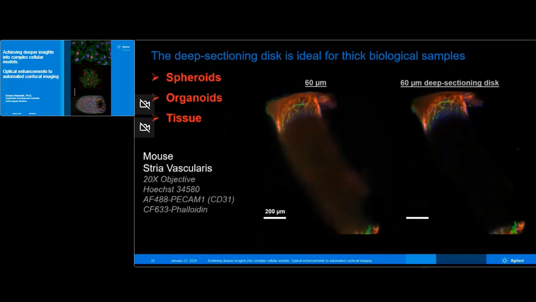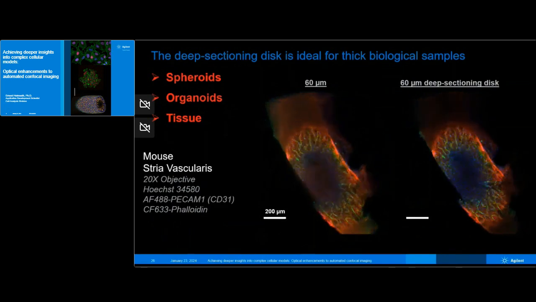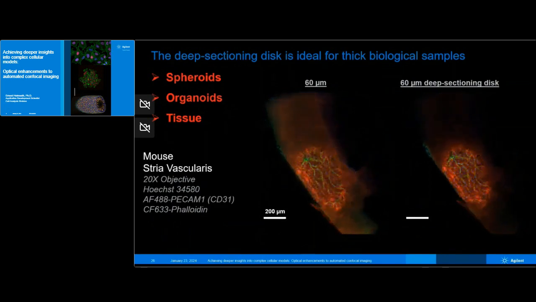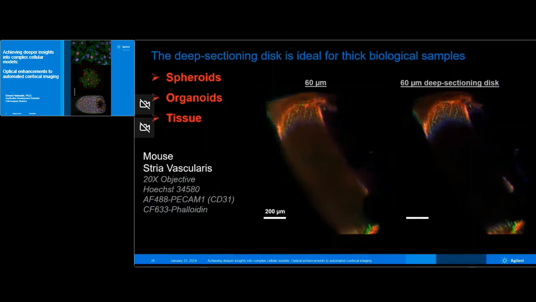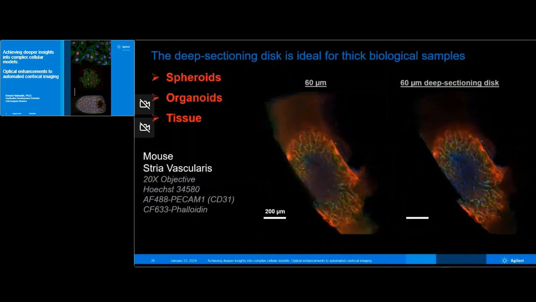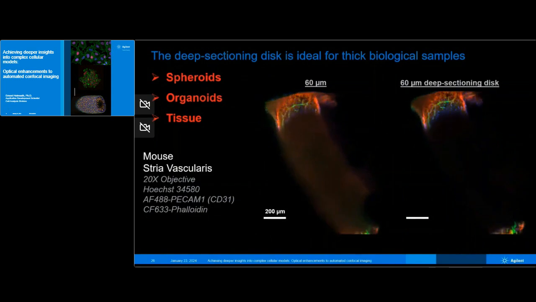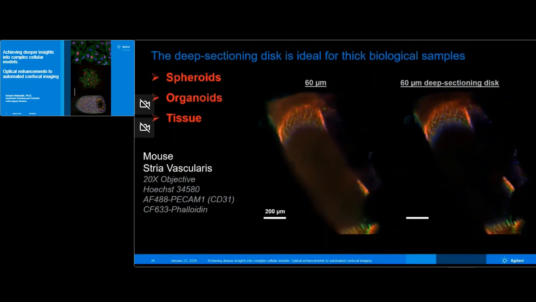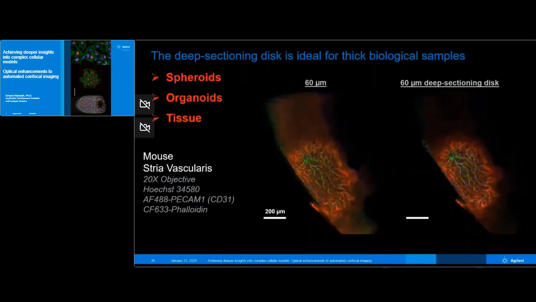Another example here, and as this movie plays, this is playing through the Z slices of this tissue. This is a mouse stria vascularis. This is tissue found in the cochlea of your inner ear. This is a vascularized band of tissue that essentially maintains the ionic balance within the cochlea and allows the hair cells in your inner ear to function correctly.